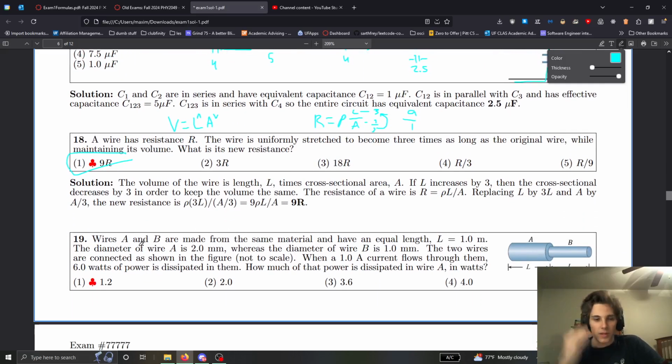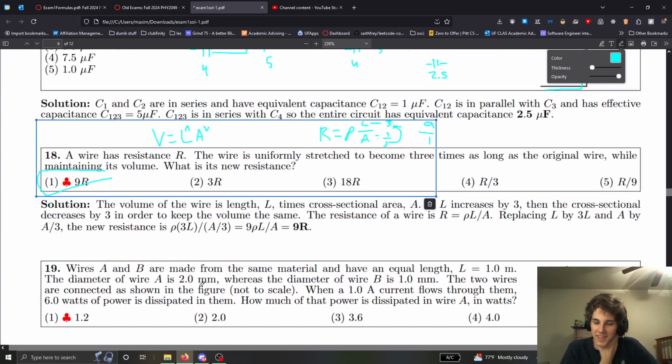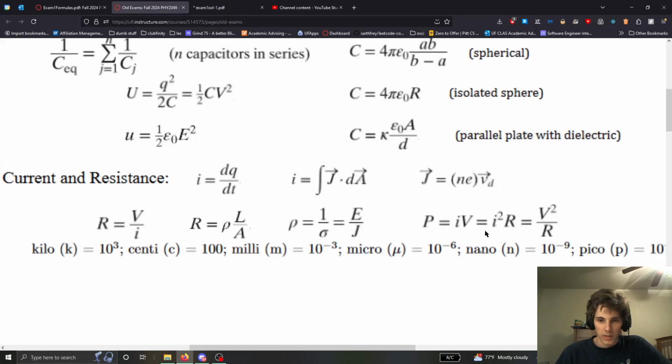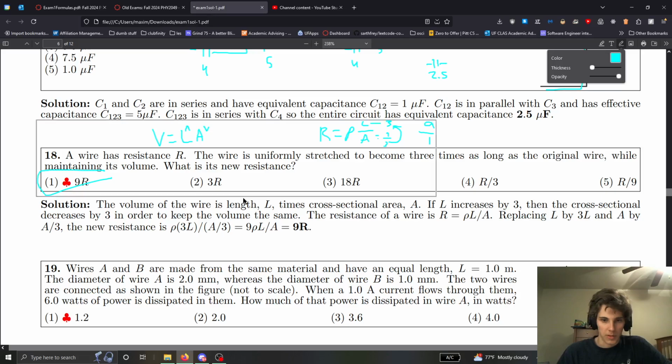All right, number 19. Oh my god, almost there. So we want power dissipation in wire A. They both have an equal length. We have a 2 millimeter diameter, not a radius, because they couldn't have made it easier. A current flows through them, and power is discharged. So power here, I squared R, is probably the way we're going to go. So power equals I squared R, because I is just given. And to note, they have the same material.